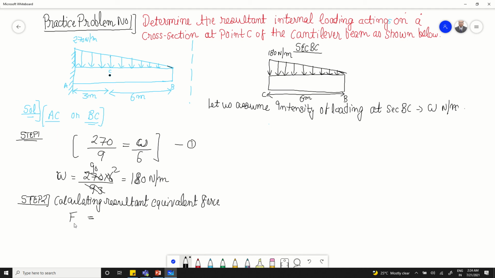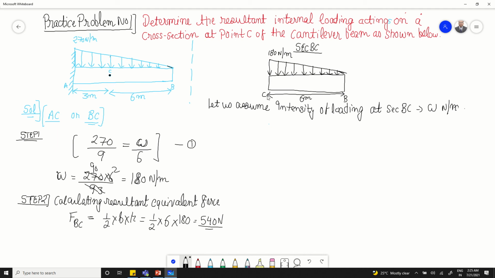Let us say FBC is the force acting on it. So it will be half into base into height. This is the formula for the area of a triangle. What will be the base here? From this to this, it is 6 meter. So we put 6 meter, and this will be your height, which is 180. So it will be roughly 540 newtons. So this is a single force of 540 newton.